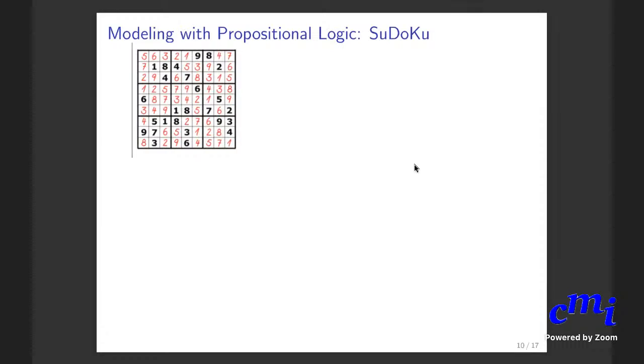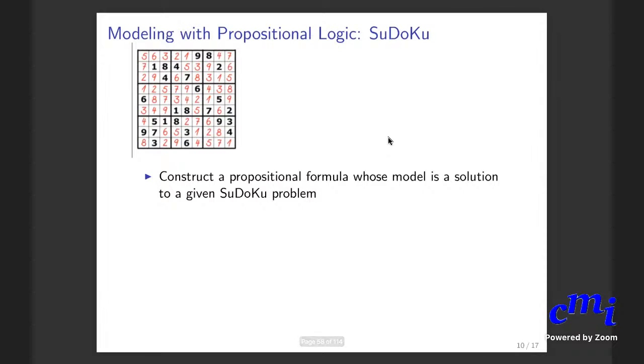Okay, another problem which I'll be assigning you to work on is modeling Sudoku. Once again, here the goal is to construct a propositional formula whose model is a solution to a given Sudoku problem. So what should the variables be here? Anyone?